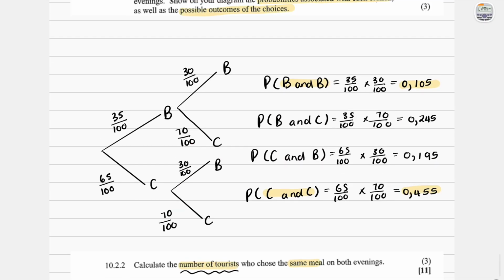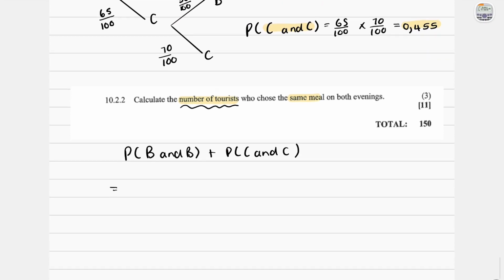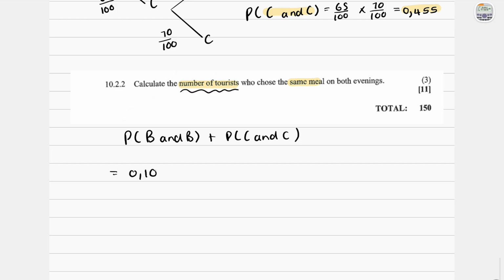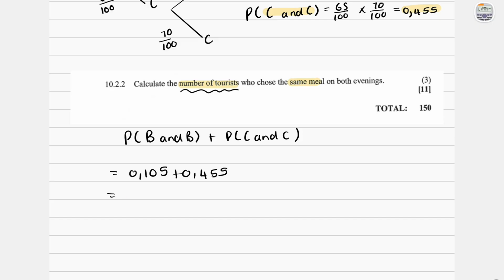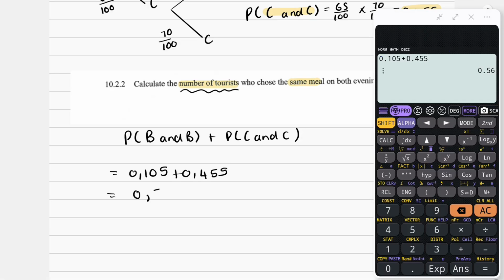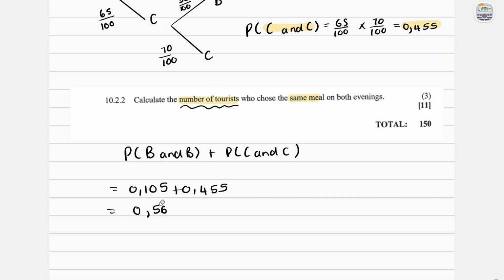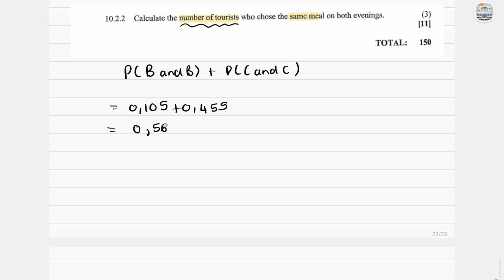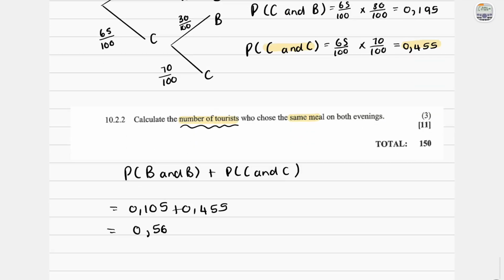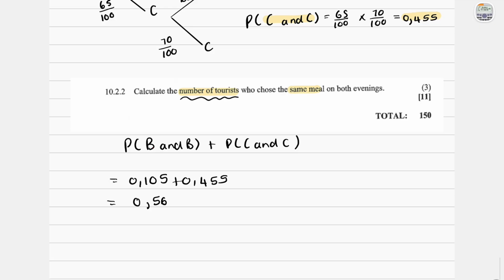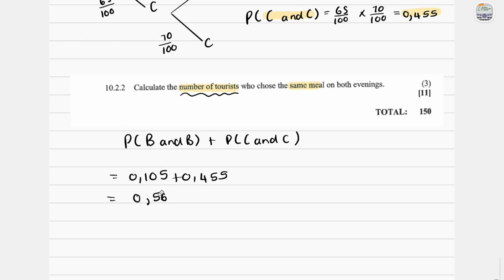those probabilities. So that is 0.105 plus 0.455. And let's see what we get. Okay, so that gives us 0.56. So this is the probability, but then they want the number of tourists. So if this is the probability that tourists will have the same meal on both evenings, then remember, it's a probability, so it's over the total number of tourists that we have. Okay, so we're just saying 56% of them would have the same meal on both evenings.